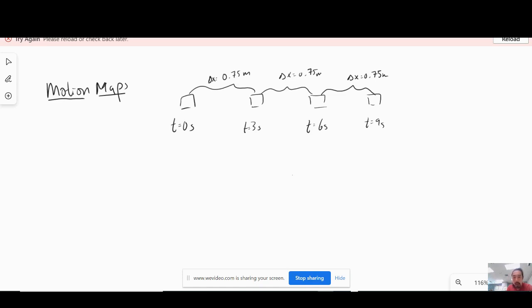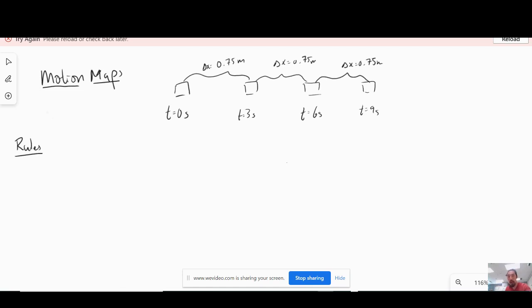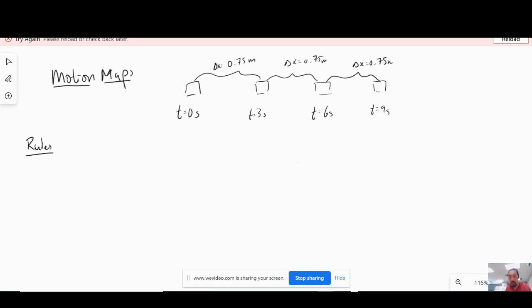Now, in order to learn how to draw the motion map, I'm going to write down a couple of rules that you should always follow on the left-hand side, and I'm going to start drawing the motion map on your right. And I'm going to leave that up there just to help us out. Okay, now for our lab, we used a buggy, right? We used that battery-powered car.